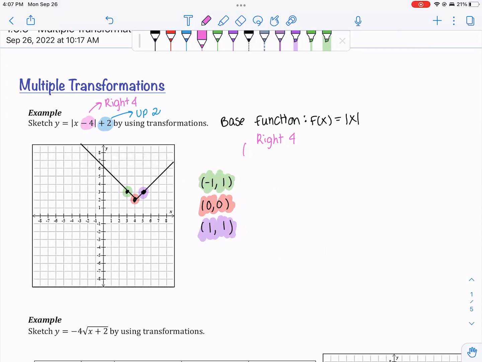I'll just write plus 4 to x. So this changes the point from -1, 1. If you add 4 to -1, you get 3, 1. Here, 0 plus 4 is 4, 4, 0. 5, 1.